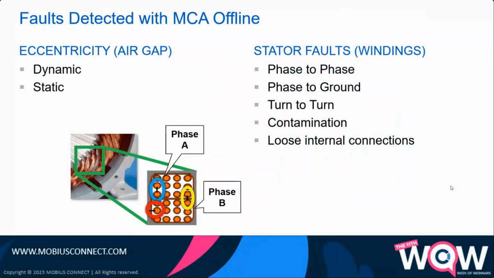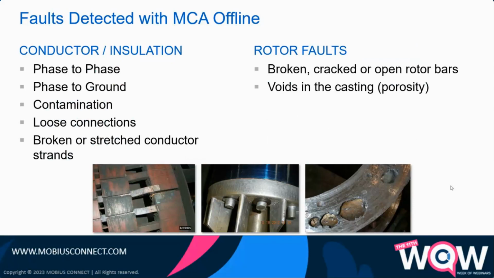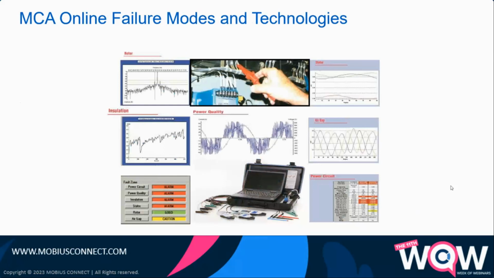Offline can detect dynamic and static eccentricity, right? It can detect many faults in the stators, right? Phase to phase, phase to ground, turn to turn, etc. So it's very effective in that space. Next slide. On conductors and insulation, again, phase to phase, phase to ground, right? Contamination, loose connections, rotor faults, broken, cracked, or open rotor bars, and voids in castings, right?